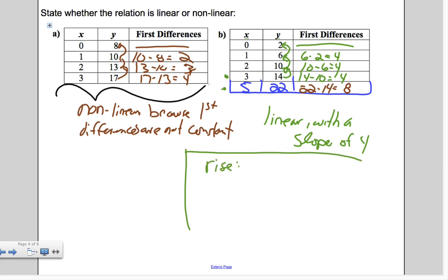I'm going to show you some different terminology. The rise is delta y. This is a triangle, which I think is actually a Greek symbol.